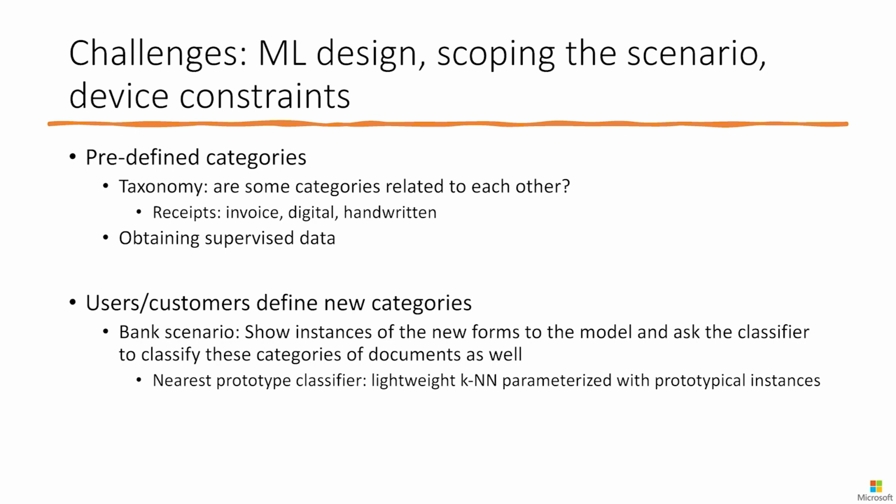The other kind of classification that can happen is when there is a predefined taxonomy of categories. For example, if it is a receipt, is it an invoice, a handwritten receipt, or a digital receipt, like UPI receipts? Based on the classification, different processing can happen. So the main question is how these categories are related to each other, and can the classifier make use of the relationship between them? And another very important problem, which I will discuss in the later part of the presentation, is obtaining supervised data.